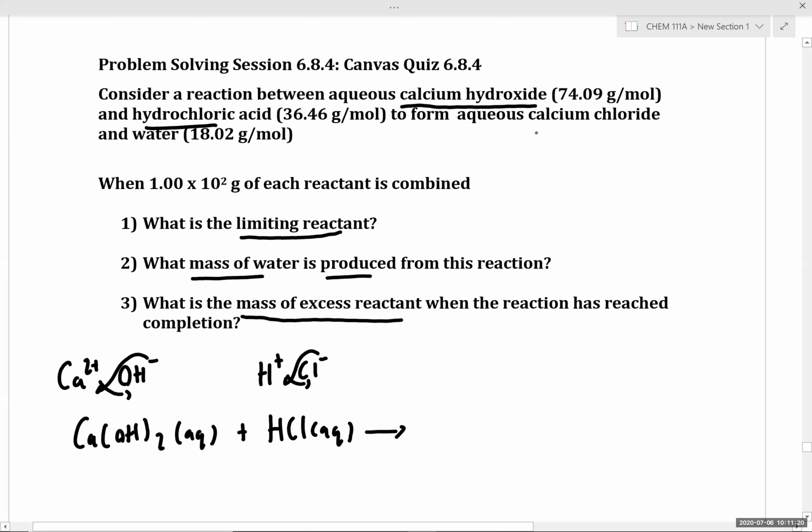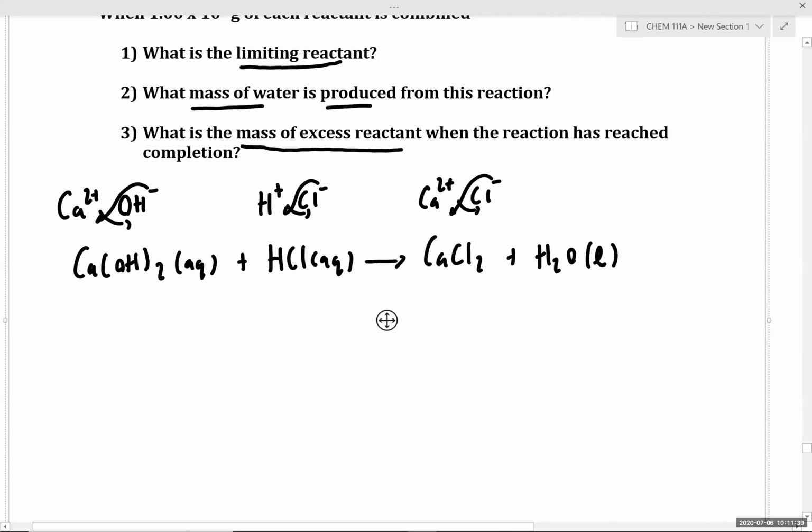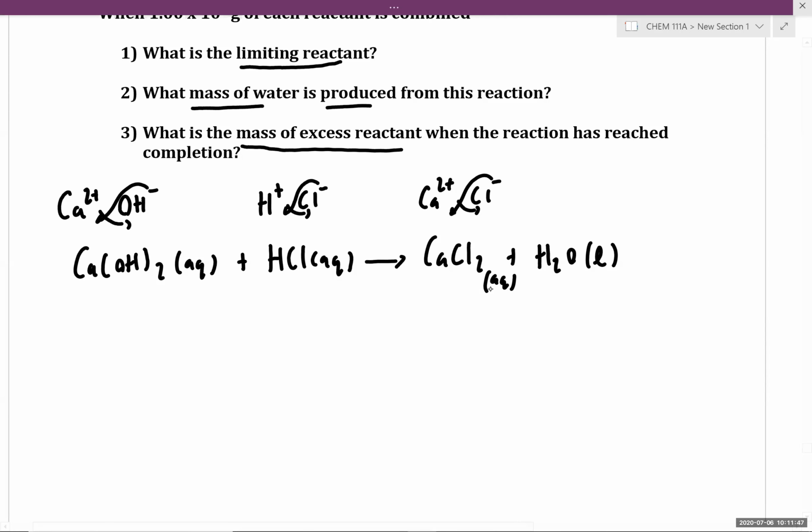Okay. Calcium chloride, we have calcium 2 plus, Cl minus. We cross our charges, and that gives us CaCl2. Okay, and then water is H2O. Now, looking at this equation, is the following chemical equation balanced?